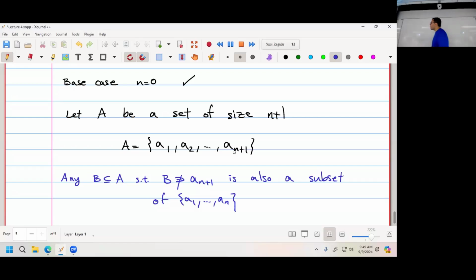But now what is the number of subsets that do include the last element? Well, I can take any of the subsets that didn't include the last element and just push the last element into it. So the number of subsets that include the last element is equal to the number of subsets that do not include it. So I have 2 to the power of n subsets that don't have a_{n+1} in them, and 2 to the power of n subsets that do have a_{n+1} in them. So in total, I have 2 to the power of n+1 subsets.